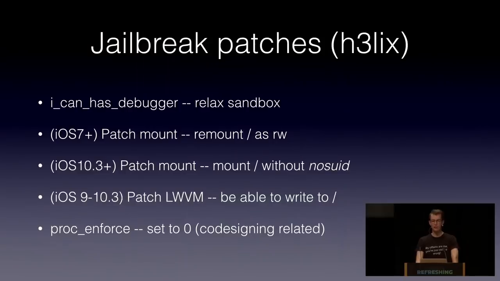So the Helix jailbreak first patches the I_can_has_debugger, which is a boot-arg. It's a variable in the kernel. And if you set that to true, that would relax the sandbox. So relaxing the sandbox or disabling code signing usually involves multiple steps. Also, since iOS 7, you need to patch mount, because it's actually hard-coded that the root file system cannot be mounted as read-write. Since iOS 10.3, it's also hard-coded that you cannot mount the root file system without the nosuid flag. So you probably want to patch that out as well. And then if you patch both of these, you can remount the root file system as read and write.